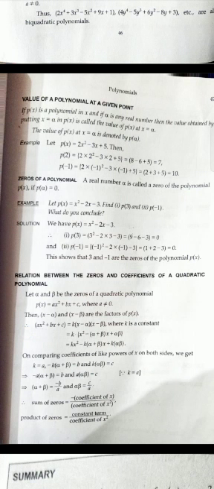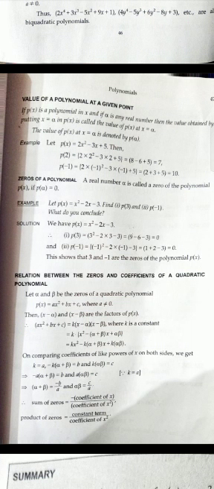Now we are going to discuss the zeros of a polynomial. If we put any real number a in place of x and we find the value of the polynomial is 0, then we can say that a is a zero of the polynomial. I'm trying to say that if at any given point the value of the polynomial is 0, then we can say that the given point is a zero of the polynomial.